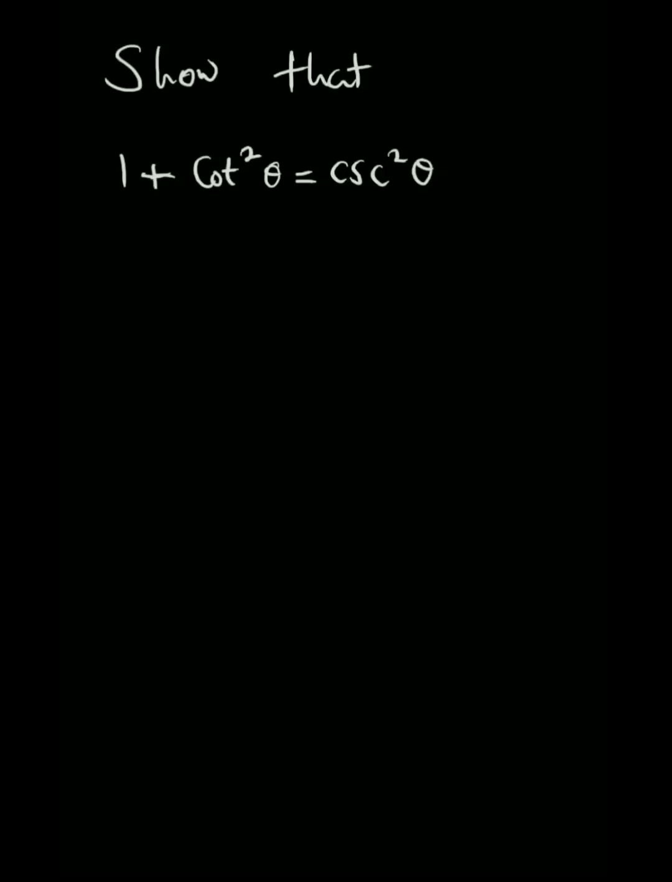Hello friends, welcome to this discussion where I want to show that 1 plus cot squared theta is equal to cosec squared theta. So we know this identity, but what we want to do here is to show that the left hand side is equal to the right hand side. So what we do here is we work with one side, and upon simplifying it, it should give us what is on the other side.